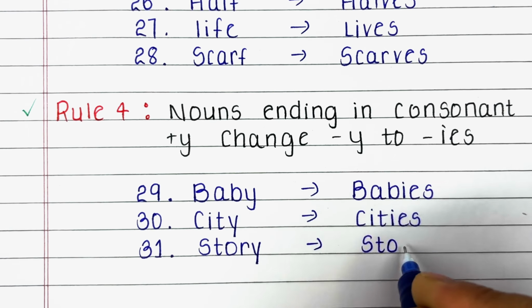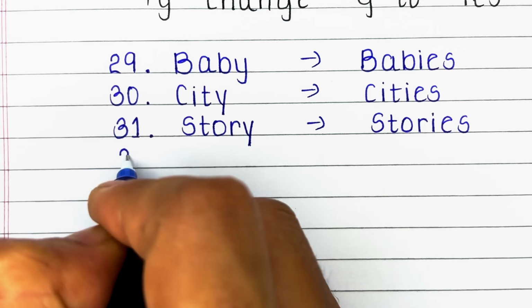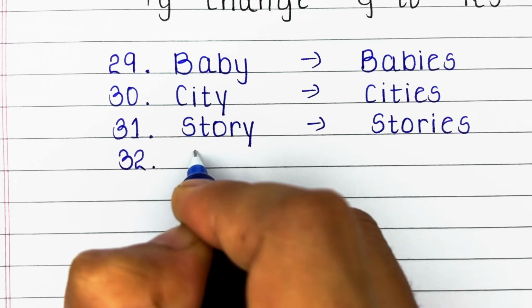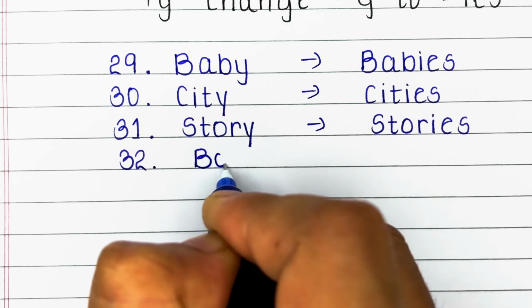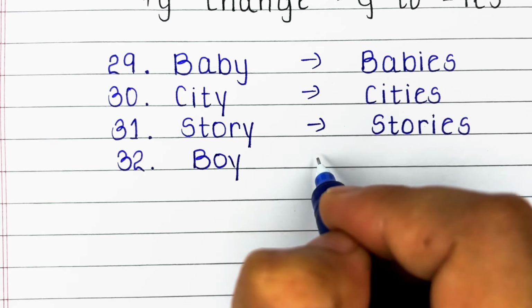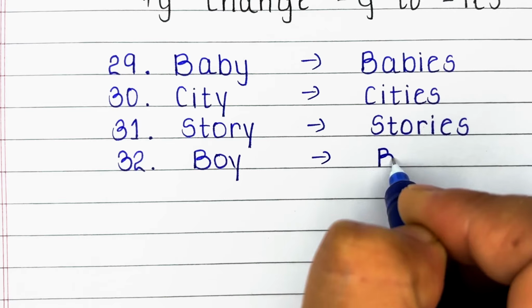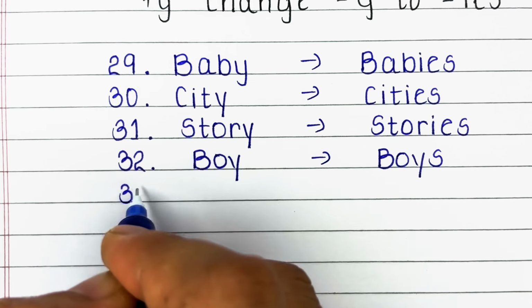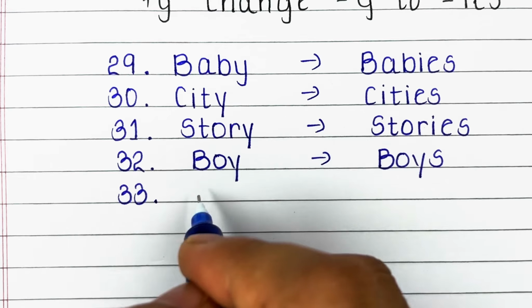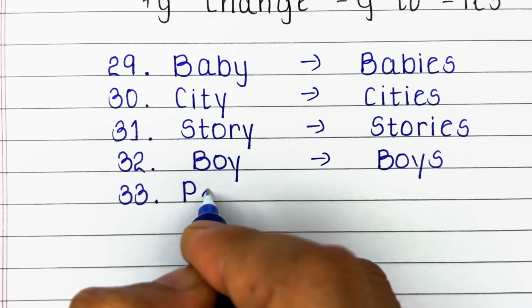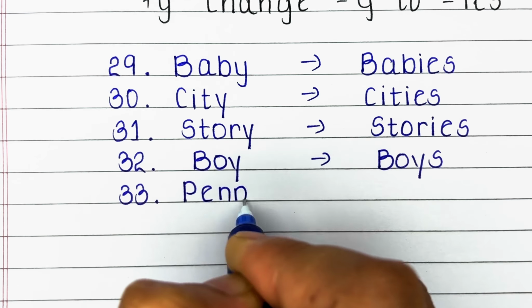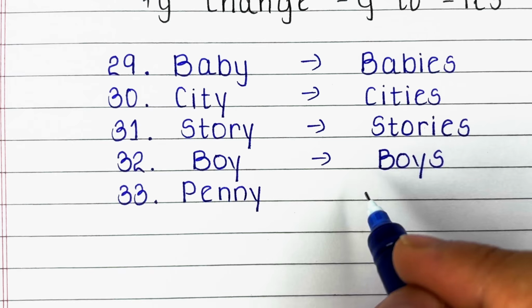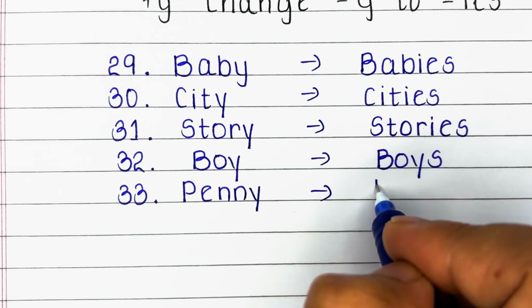Next word is story. The plural of story is stories. Next word is boy. As you can see in the word boy, O is not a consonant, it is a vowel, but the word ends with Y. So what we will do is, we won't add IES. Instead, we will just add an S. So the plural form of boy will become boys.